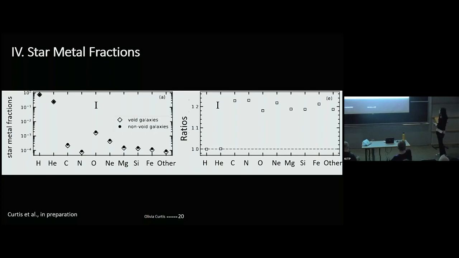The right panel here is showing the ratio between the non-void to void galaxy points on the left axis for each constituent element. What we see is that across the board, void galaxies appear to be less metal enriched on average compared to their non-void counterparts, with the non-void galaxies being about 20% more metal enriched for all elements heavier than helium.